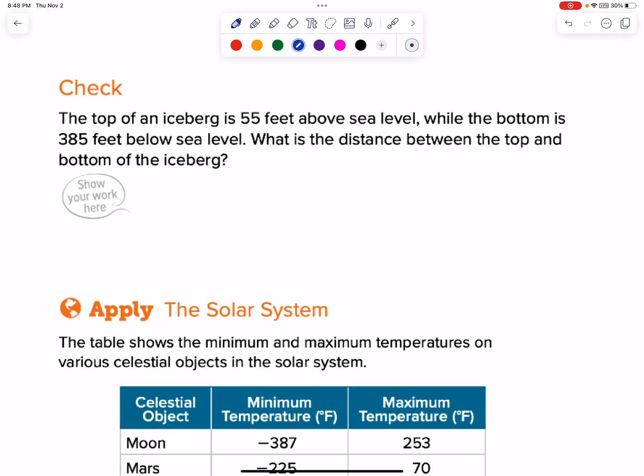Remember, our hints are to make notes in the word problem. 55 feet above, what is that? That's a positive 55 feet. The bottom is 385 feet below sea level. So what integer is that? Good, -385 feet. How do we find the distance between? That's a subtraction problem. So we have 55 minus the other one. What is the other one?